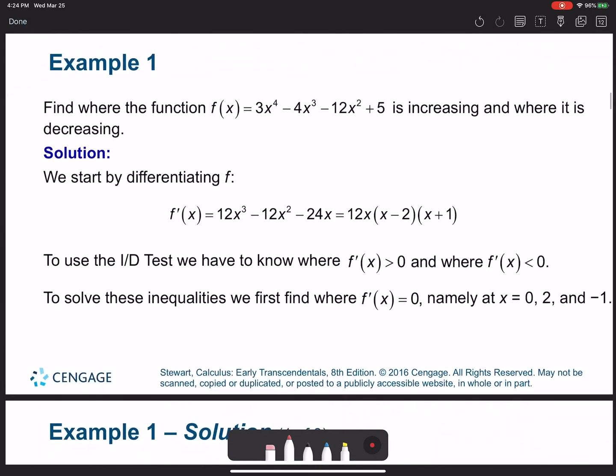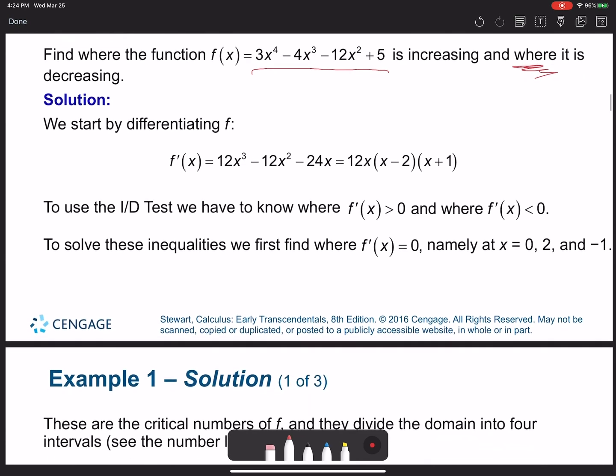Okay, example number 1. We're being given a function here, and we want to figure out where it's increasing and decreasing. Or we could even say when, instead of where: when is it increasing and decreasing? The answer to the question of when, which is normally how I like to phrase it, is going to be given using x values, or portions of the x-axis, groups of x values.